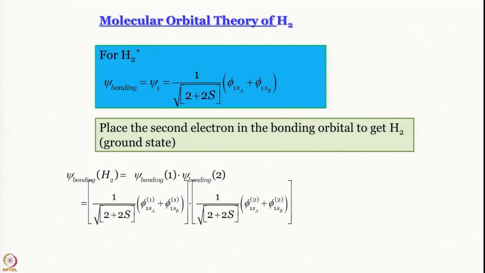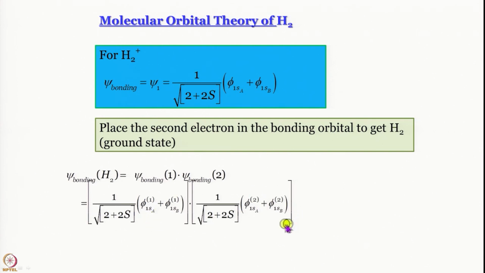Do you agree with me that this wave function that we have written is symmetric with respect to exchange? I hope you have not forgotten what we had learnt while discussing many electron atoms. The total wave function, which is a product of spatial part and spin part, for a fermion like electron has to be antisymmetric with respect to exchange.